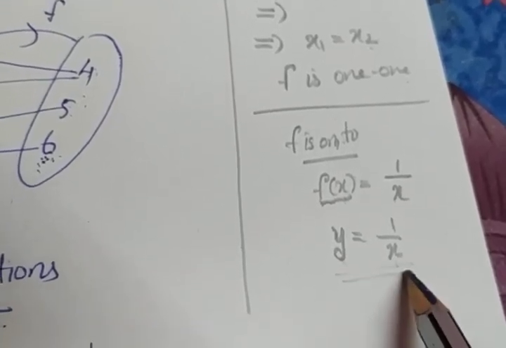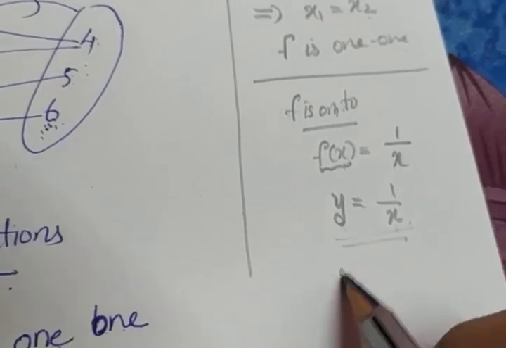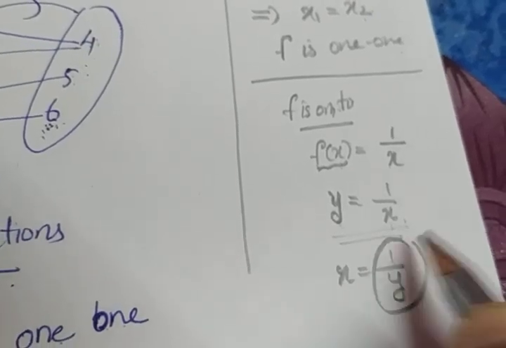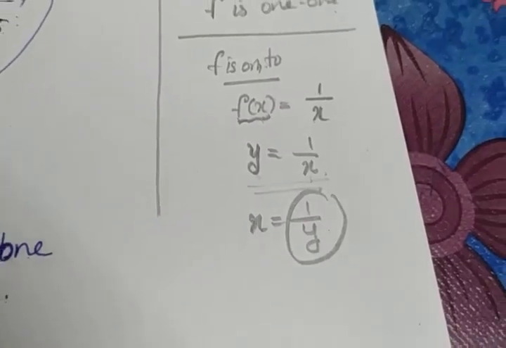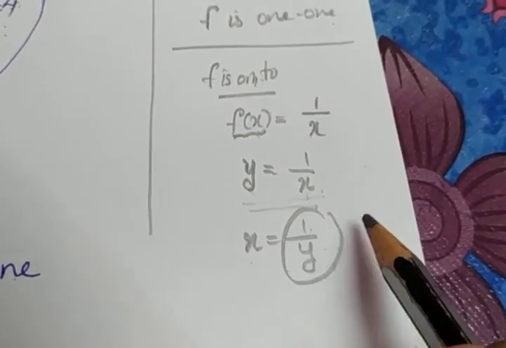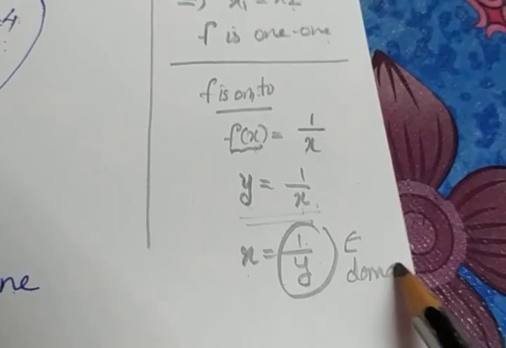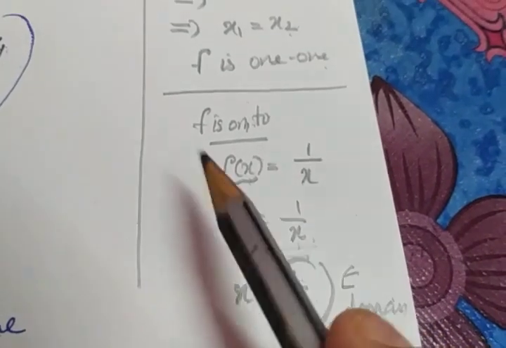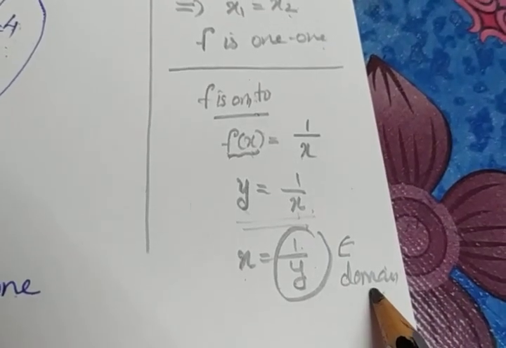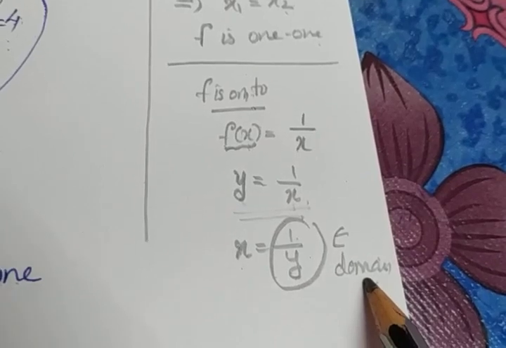From this equation, calculate the value of x. So here in this example, the value of x is 1 by y. Again, check whether this 1 by y belongs to the domain or not. If it belongs to the domain, come to the conclusion that F is on-to. If it is not an element of the domain, we will come to the conclusion that F is into. That means F is not an on-to function.